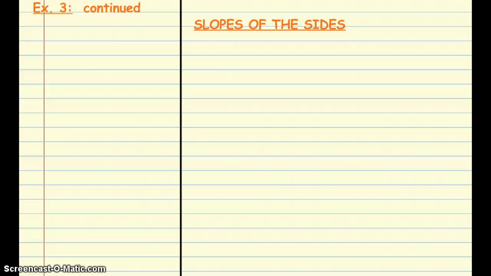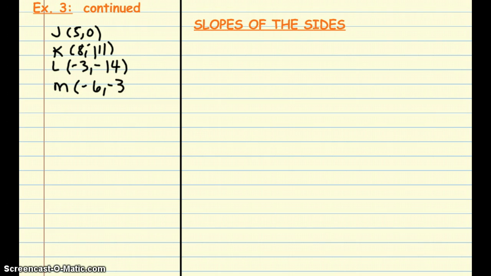So again, I'm just going to remind us of our coordinate pairs. So we've got J is 5, 0, K is 8, negative 11, L is negative 3, negative 14, and M is negative 6, negative 3. So again, I'm going to use the formula for slope and find the slope of each side. So I've got 0 plus 11 over 5 minus 8, so this is going to turn into negative 11 thirds.